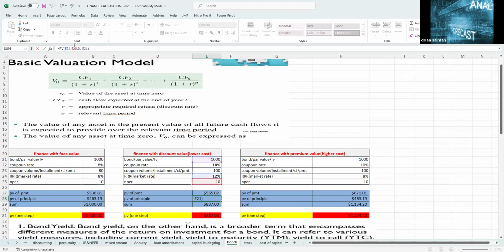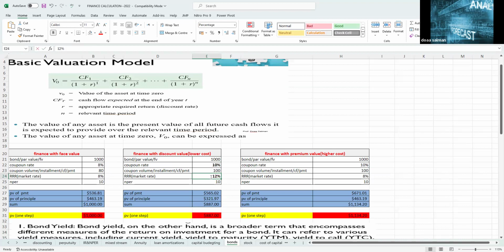Pay attention to the PMT, and then all of a sudden, either in one step, you plug in all the equations, and you will find that it is 887, which is lower than the par value. So let's give another calculation.